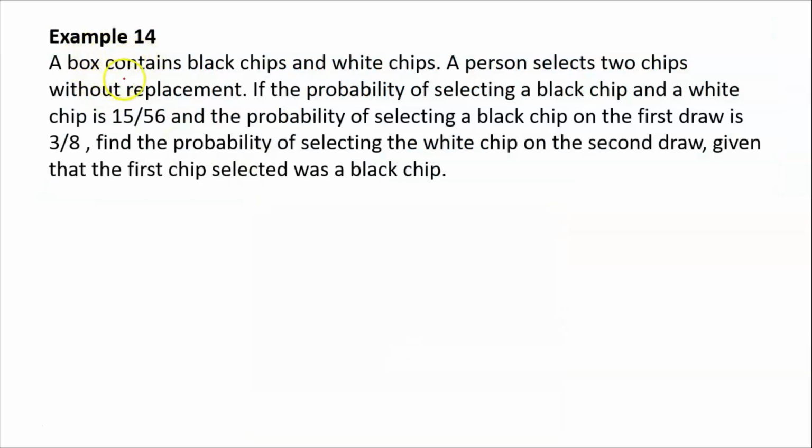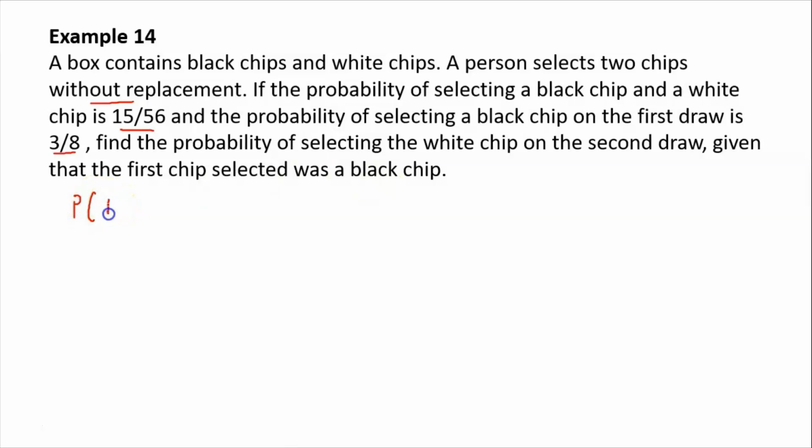Example 14. A box contains black chips and white chips. A person selects two chips without replacement. If the probability of selecting a black chip and a white chip is 15/56, and the probability of selecting the black chip on the first draw is 3/8, find the probability of selecting the white chip on the second draw given that the first chip selected was a black chip. From this example, we just need to take the information as follows.